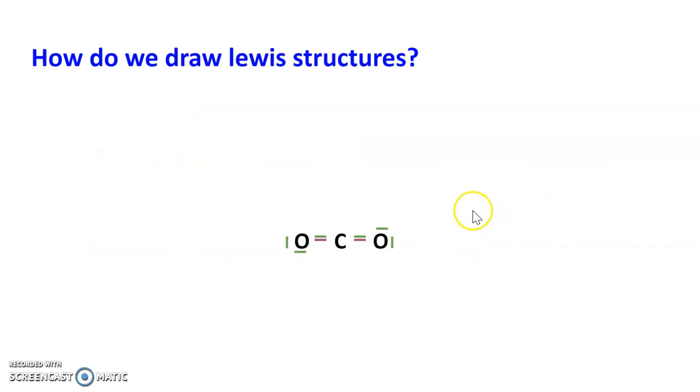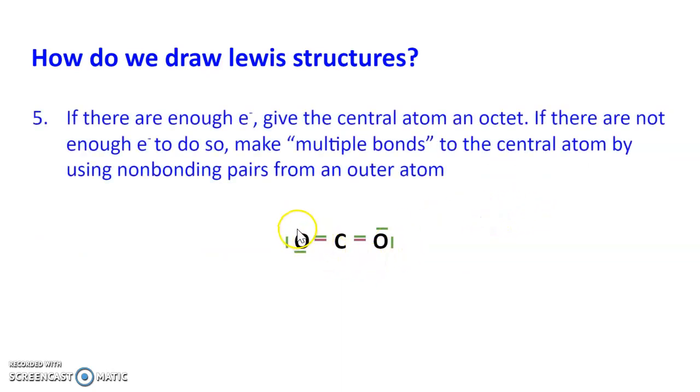So this is what that would look like. We would move one of the lone non-bonding pairs from the outside atoms to be shared between the central atom and an outer atom. So I took a pair away from oxygen and just had oxygen share it with carbon instead of keeping it to itself. Same thing on the other side. I had oxygen share a second pair of electrons with carbon.